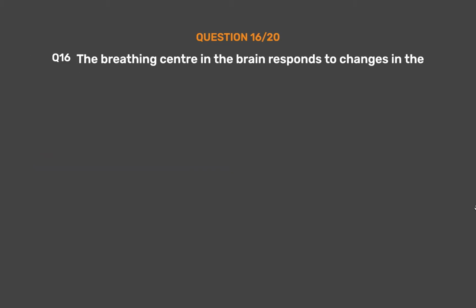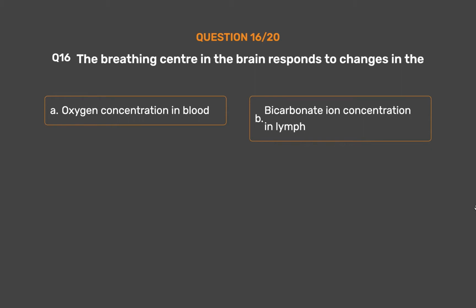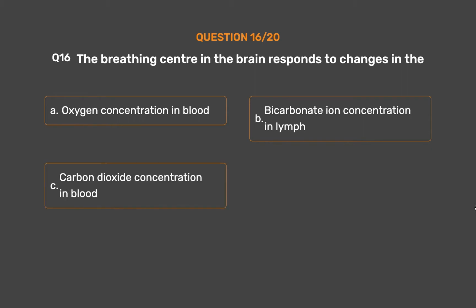Question number 16. The breathing center in the brain responds to changes in the: Option A. Oxygen concentration in blood. Option B. Bicarbonate ion concentration in lymph. Option C. Carbon dioxide concentration in blood. Option D. Acetyl-CoA in mitochondria.